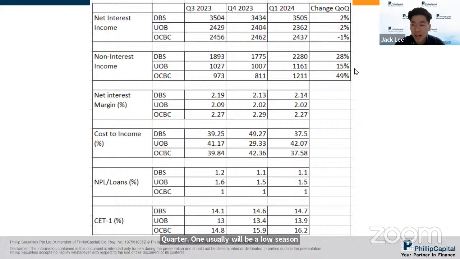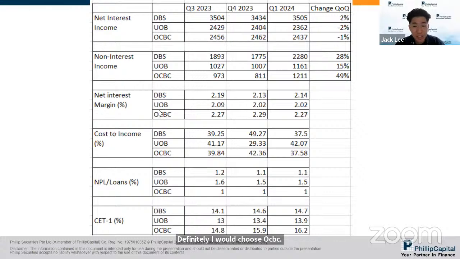Usually people like to spend in Q4, right? But the key thing is non-interest income. When we look at non-interest income, UOB grew 15%. If we look at UOB individually, it might look very good. But if we compare UOB, DBS, and OCBC, OCBC is definitely the winner, growing 49%. This is one thing I really like about OCBC for now. And if you ask me, I would definitely choose OCBC because of the non-interest income.